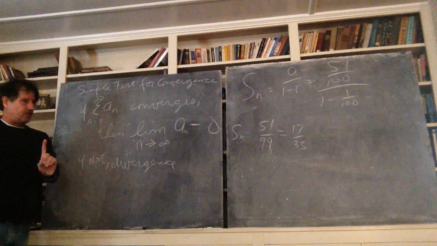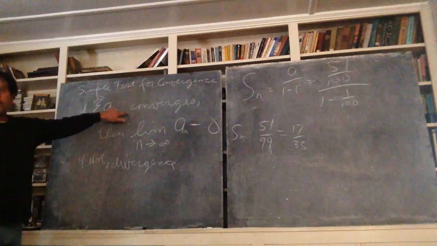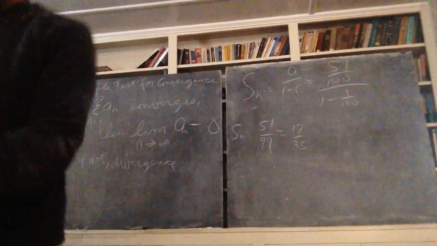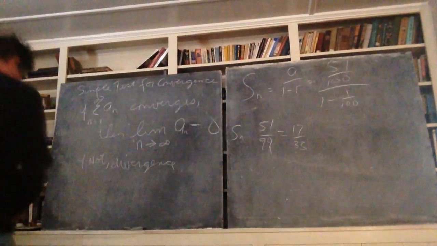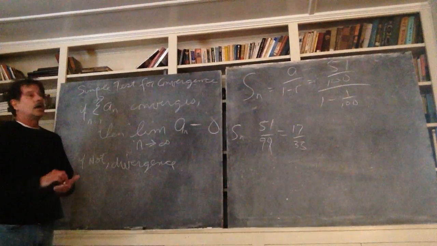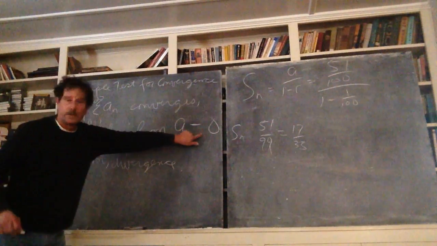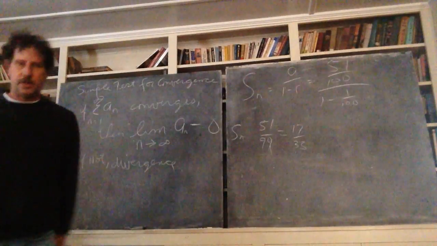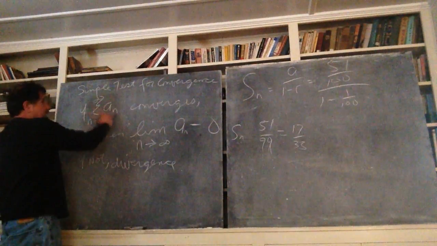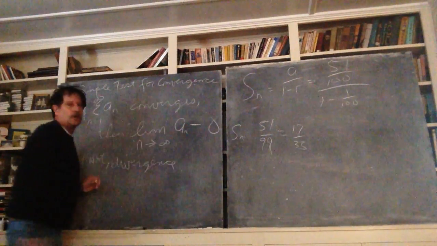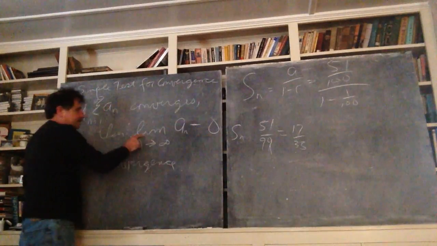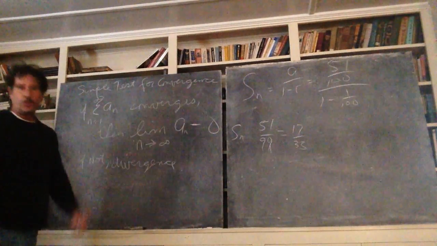One thing I want to point out before we go is that the converse of this theorem is not true, and that's the very first thing we're going to do in the next part. We're going to talk about something called the harmonic series, in which the limit is 0, but it doesn't converge. This theorem says if it converges, then the limit is 0. Again, we're going to have one where the limit is 0, but it does not converge, when we come back.